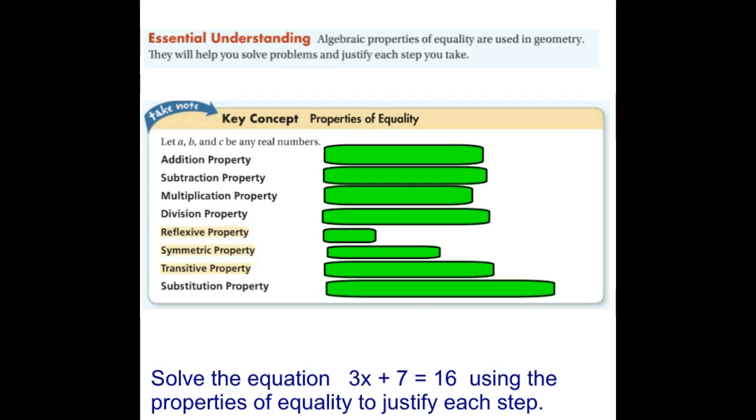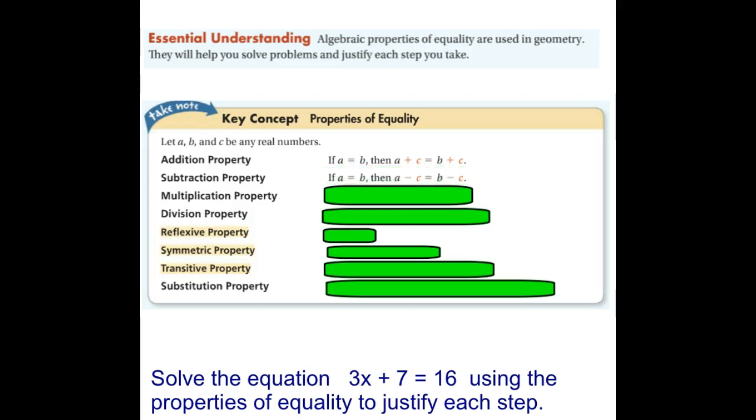I'm going to go one by one. The first one is the addition property of equality. And you can see it says, hey, if you have two numbers that are the same, A and B, then A plus C equals B plus C. If you add the same thing to both sides, your equation is still equal. It's really useful when we're solving our two-step equations.